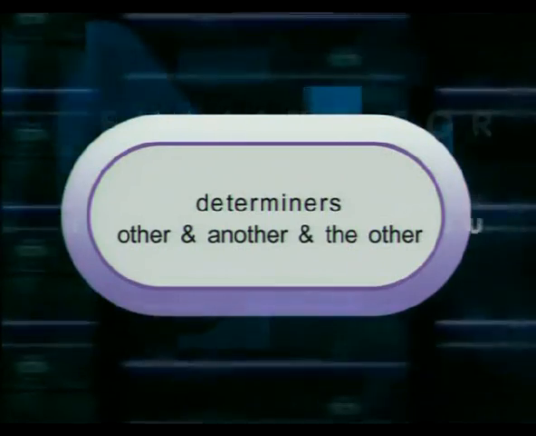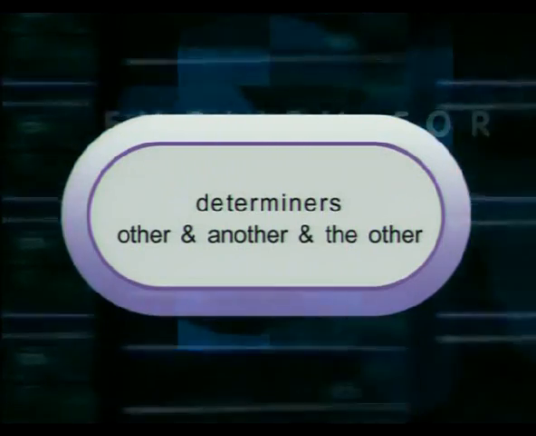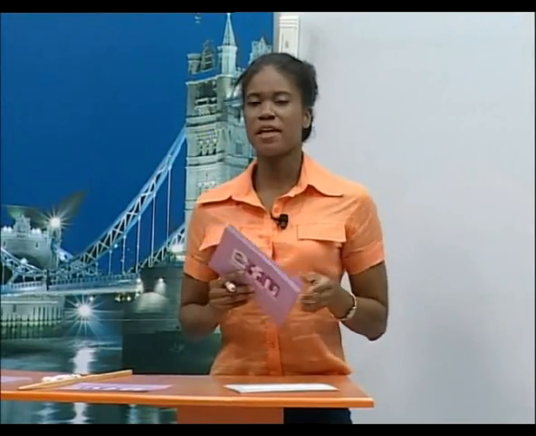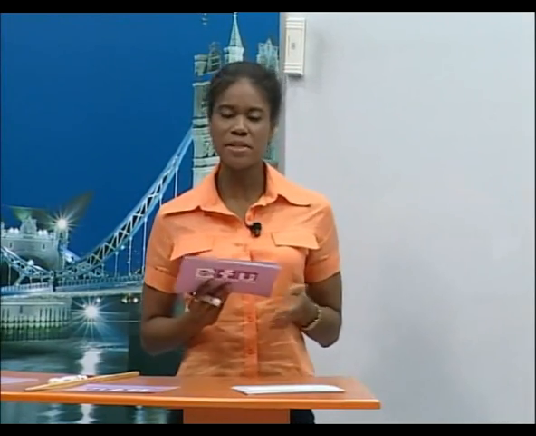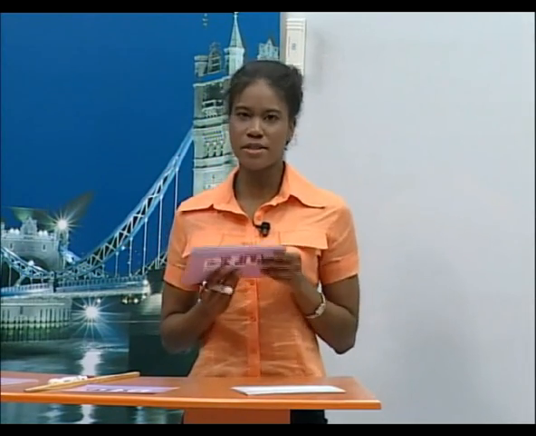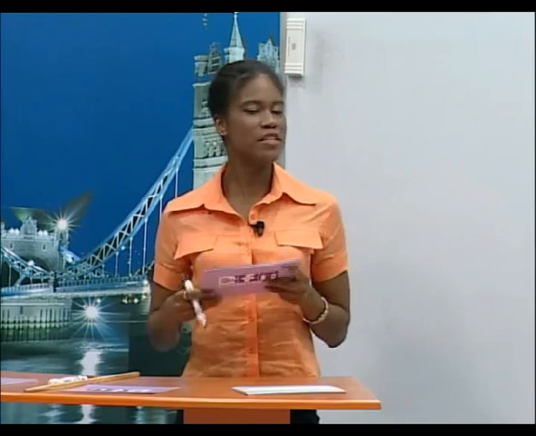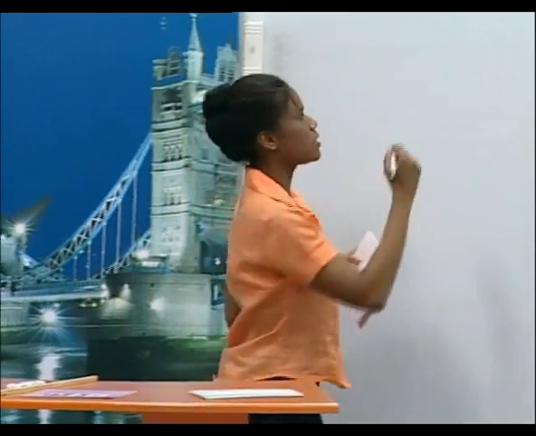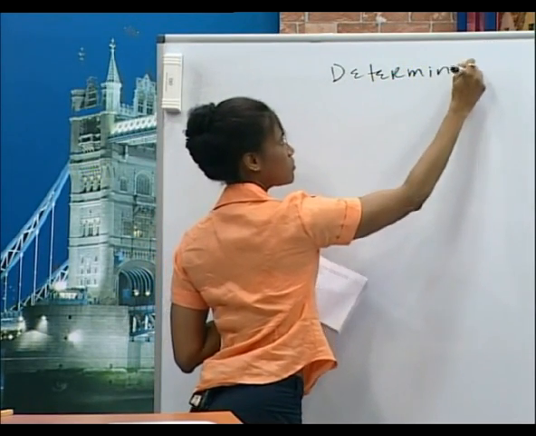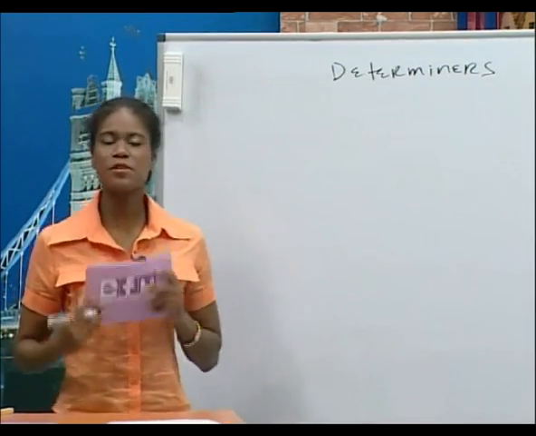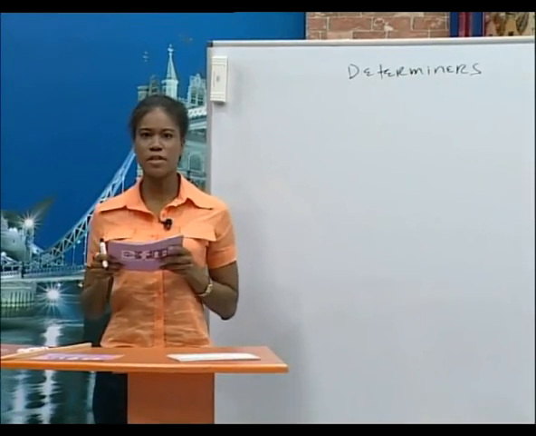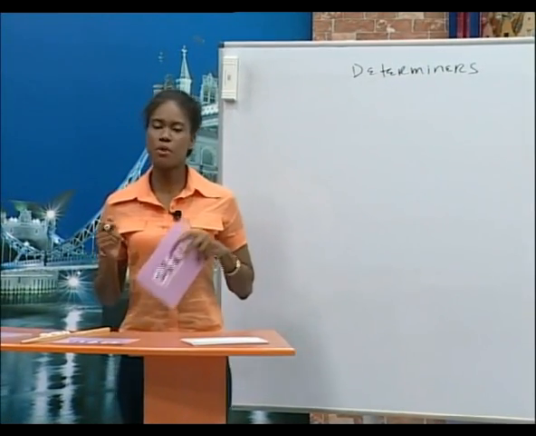Determiners: other, another, and the other. When we talk about groups of things, we often need to show that one group is different from another group. We can also talk about the members or parts of the group. To do this, we use a special group of words called determiners. Here is a list of determiners that we often use when we talk about groups or parts of a group.